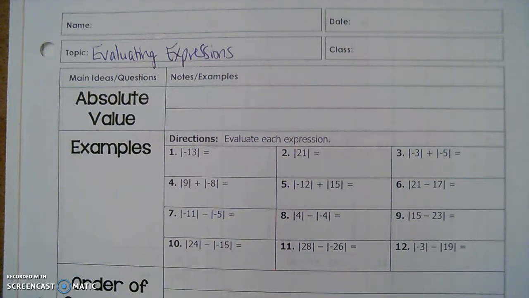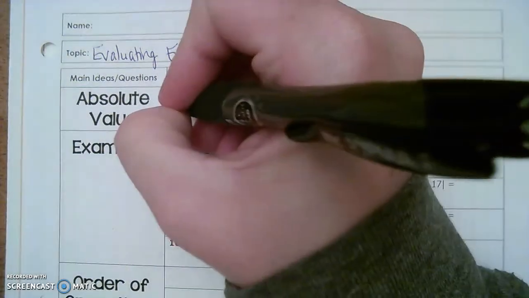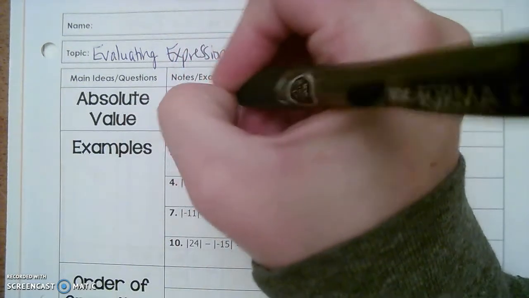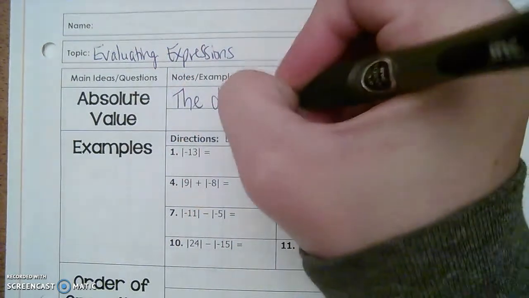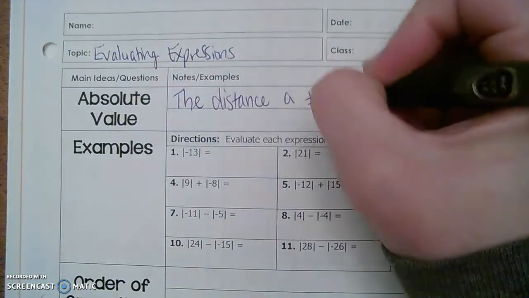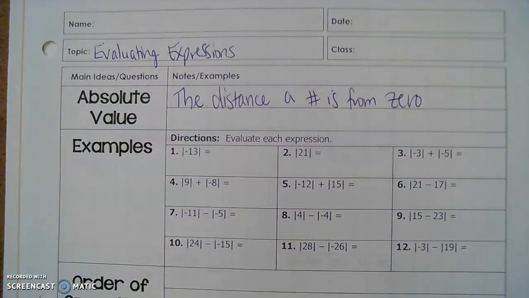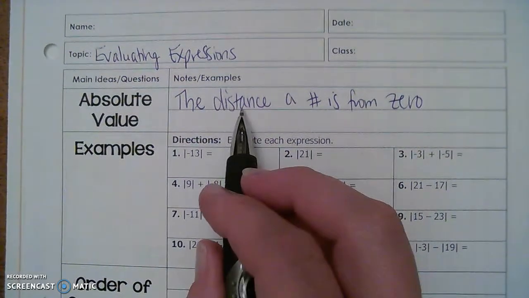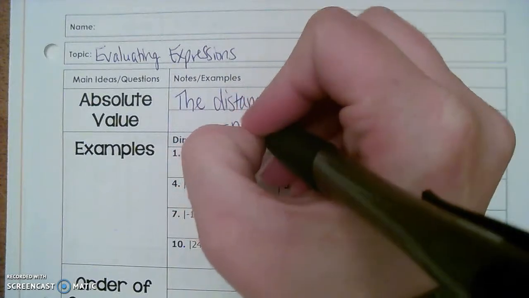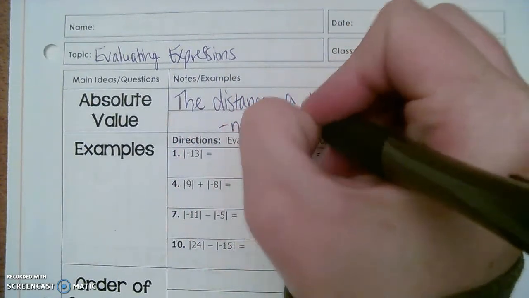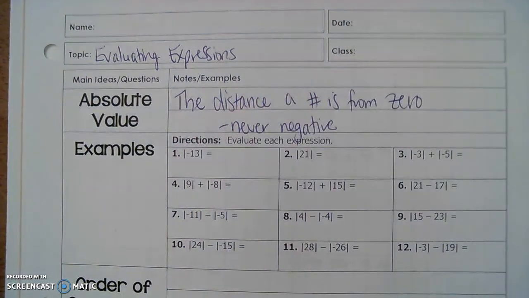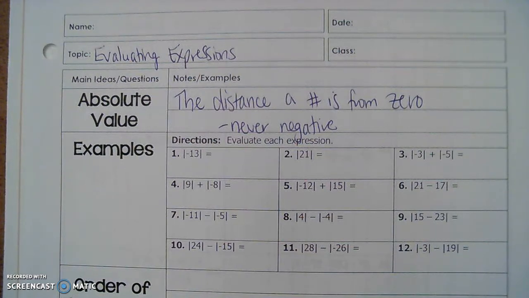Before we get to order of operations, we're going to talk about absolute value. Absolute value is the distance a number is from 0. So you think of this on a number line. You count to the left for a negative number and you count to the right for a positive number. But when you're talking about the distance of something, that means it's never negative. You cannot measure a negative distance.